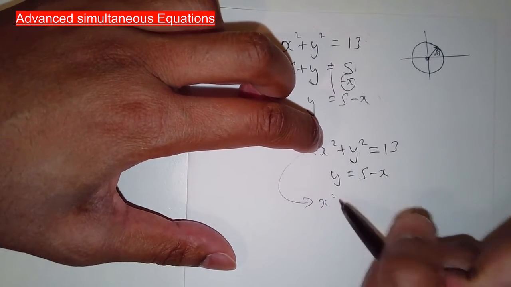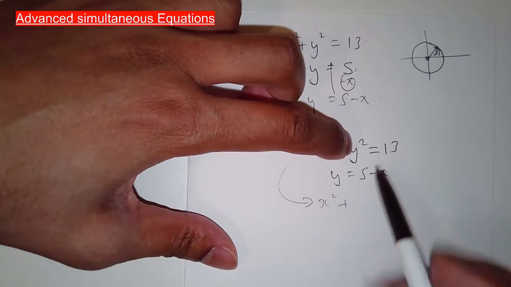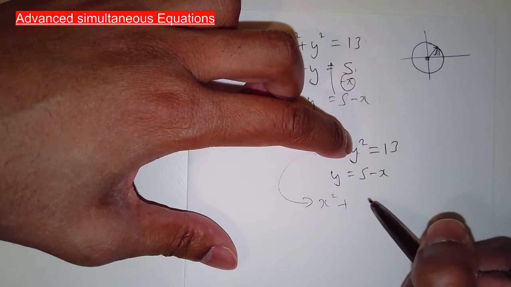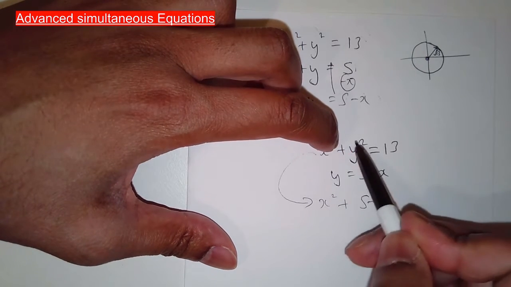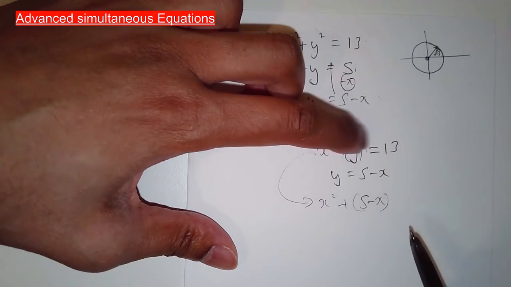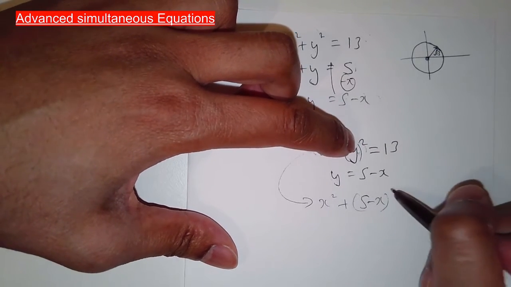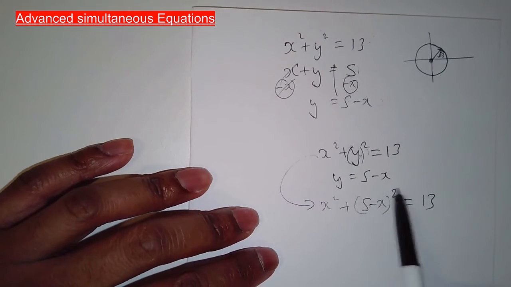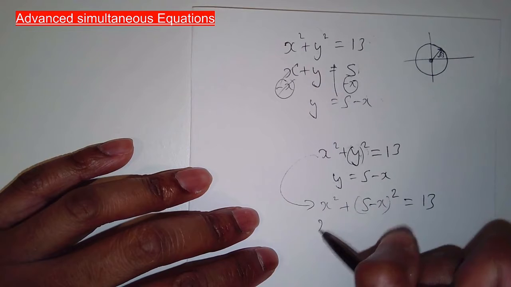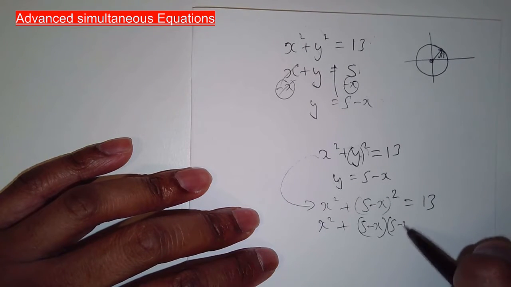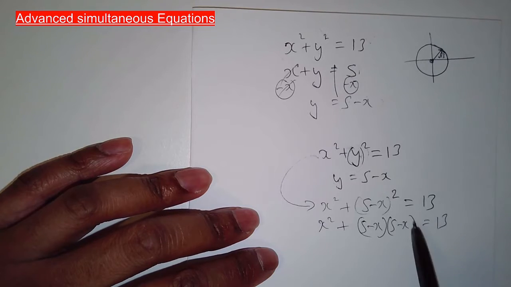You've got x squared, we'll leave that alone, plus y, which is equal to 5 minus x. And then what are we doing to that? Squaring it. That's equal to 13. The one thing you can do with that is expand the bracket. I'm going to expand the bracket.